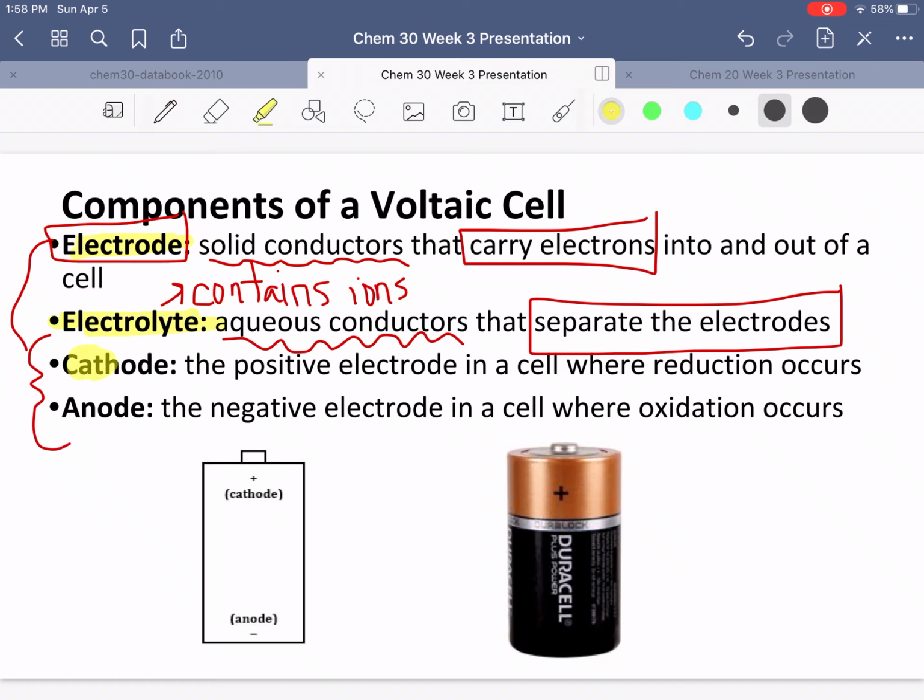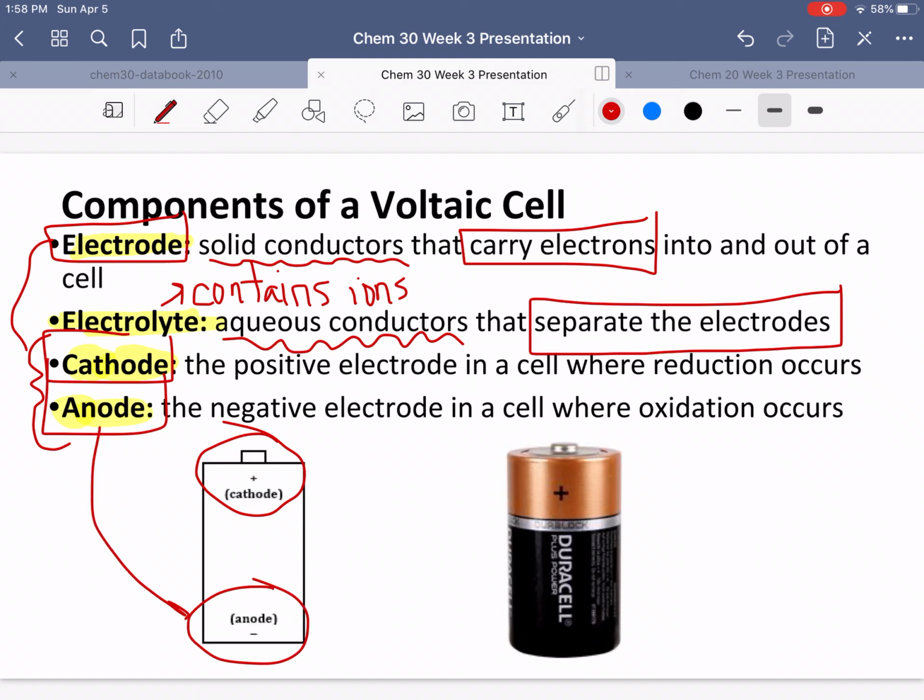Look at that beginning, cath versus an. Think about cation versus anion. Similar type idea, and that cathode is all about a positive end, and anode is all about a negative end, right? Here's your cathode, the positive end of a battery, and versus your anode, the negative end of a battery.